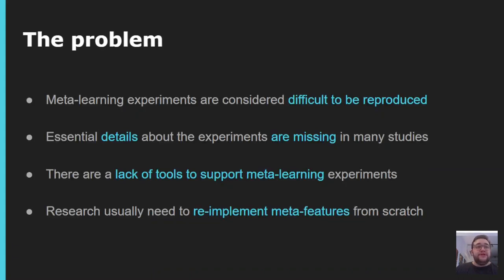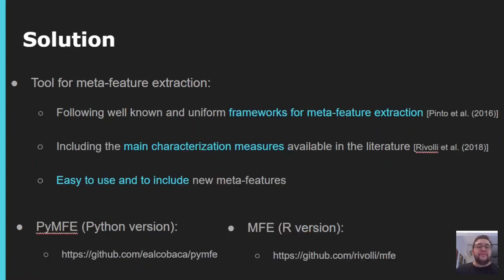Okay, so in general, we have observed that meta-learning experiments are challenging to reproduce, and reproducibility is a requirement for science today. Moreover, we have observed that many researchers implement meta-features from scratch, bringing much rework and making long-term research difficult. So there is a lack of tools to support meta-learning research, to engage the researchers and foster collaboration, and also continual research.